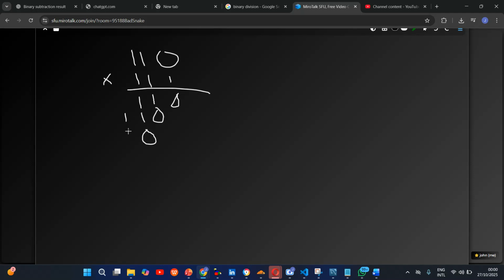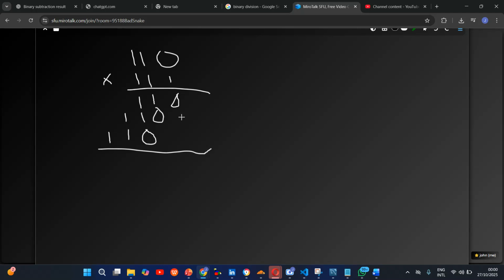So when we have 1 0 times 1 1 1, this is just basic multiplication, which is very simple. 1 times 0 is 0, 1 times 1 is 1, 1 times 1 is 1. We repeat this for each digit of the multiplier.